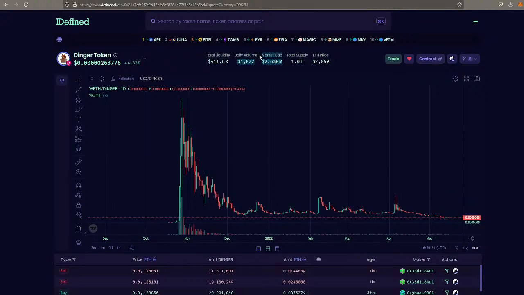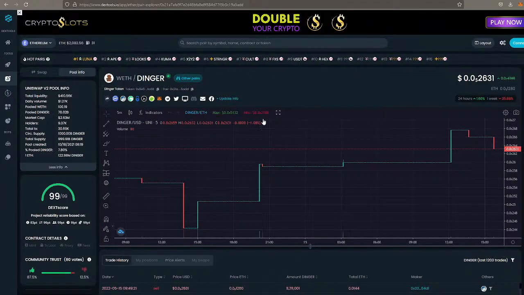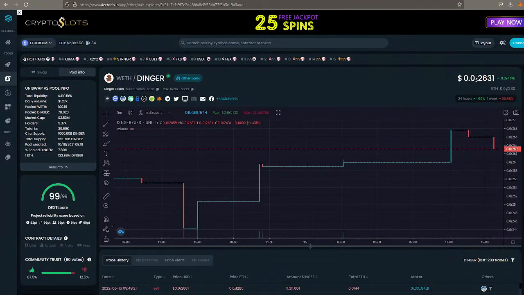Market cap. So there are two different market caps, and I believe what Defined shows is just the fully diluted.